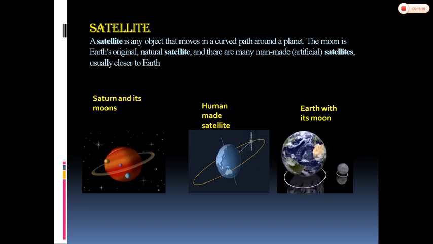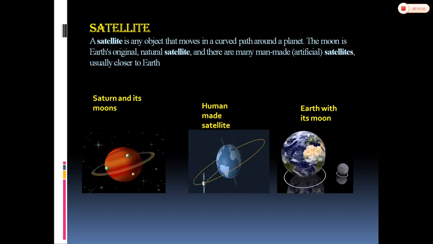Mobile phones also work with the help of satellites. Even the different kinds of TV channels that you can see on your TV set are working with the help of satellites. There are so many uses of human-made satellites. So, in this way, there are some natural satellites and some human-made satellites which are moving around the planet.